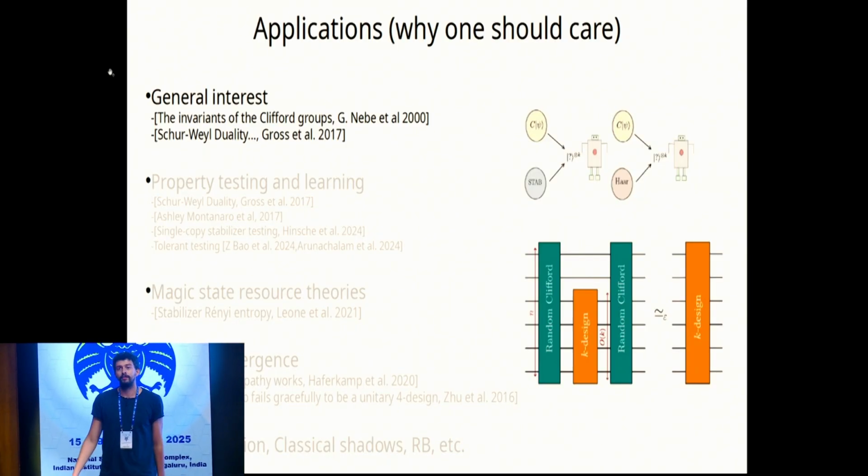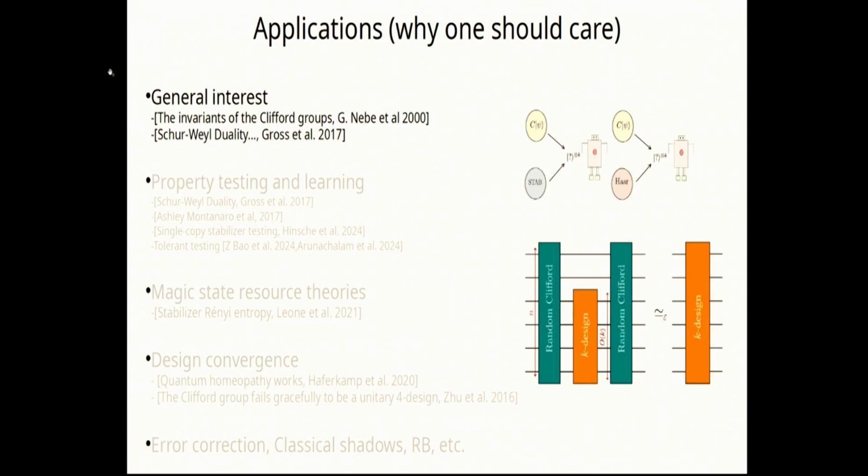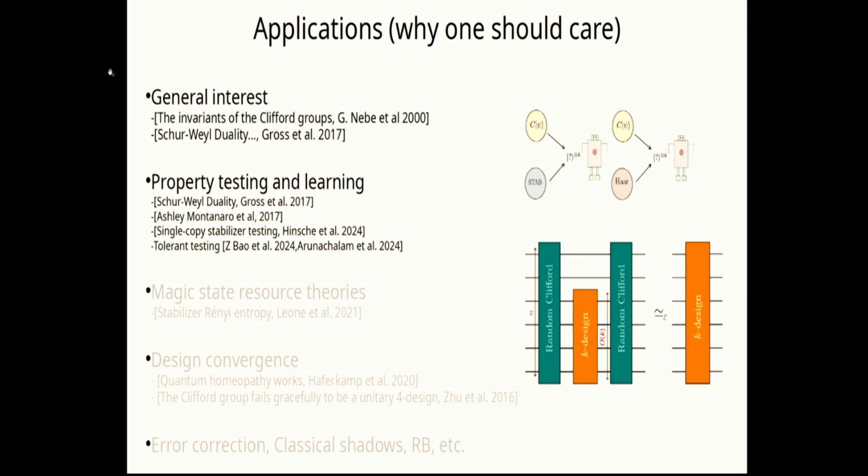Now, I will quickly give a reason why you should care about the Clifford commutant, because it has quite a few use cases where it shows up. First of all, there's general interest. Those two papers have already worked on it quite a bit from a more mathematical representation theory background. So just analyzing the structure of it is in itself quite interesting.